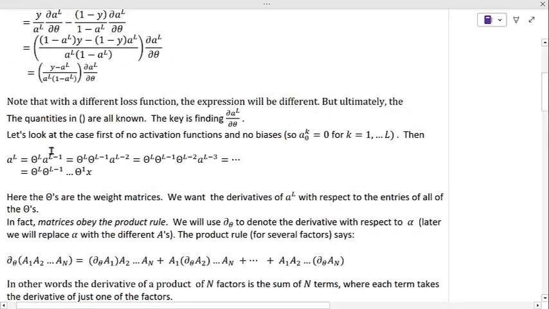Right, but where did AL minus 1 come from? Well, that came from AL minus 2 in the same way, by multiplying by a matrix. And I can ladder this back all the way to the beginning. So AL is simply the product of these weight matrices times the original input. So the thetas are the weight matrices, as we saw. And we want the derivatives of AL with respect to the entries of all the thetas. Right? There's L different thetas. And each theta is a matrix. So there's a lot of derivatives. Now here's a key fact: matrices obey the product rule for derivatives.